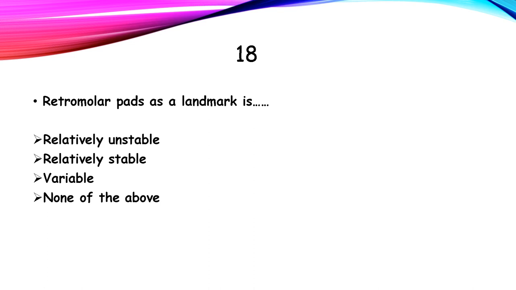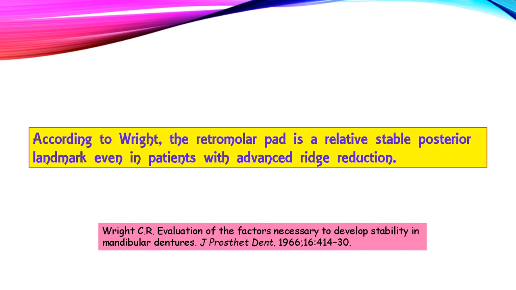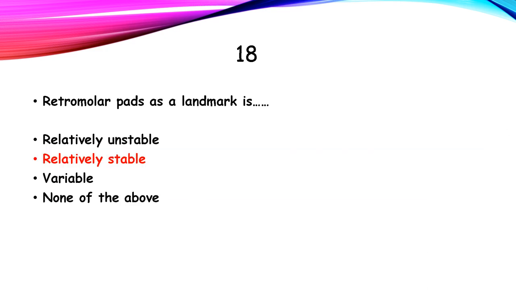Then, the retromolar pad as a landmark is: relatively unstable, relatively stable, variable, or none of the above. According to the article by Wright, the retromolar pad is a relatively stable posterior landmark even in patients with advanced ridge reduction. So according to him, the retromolar pad is a relatively stable posterior landmark. Coming to the answer, the retromolar pad as a landmark is relatively stable.